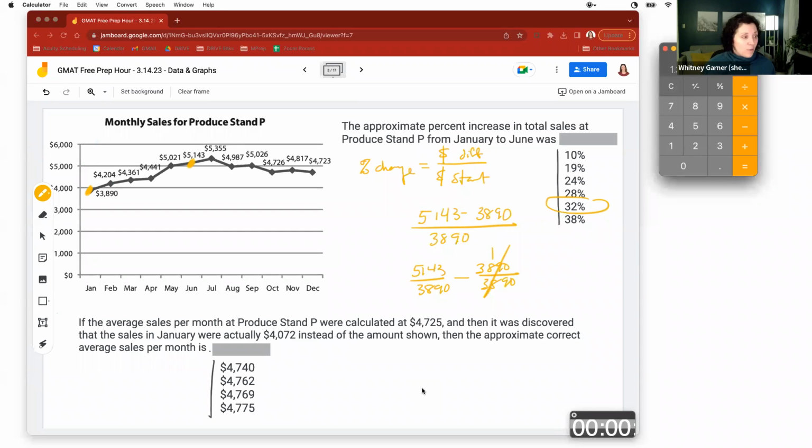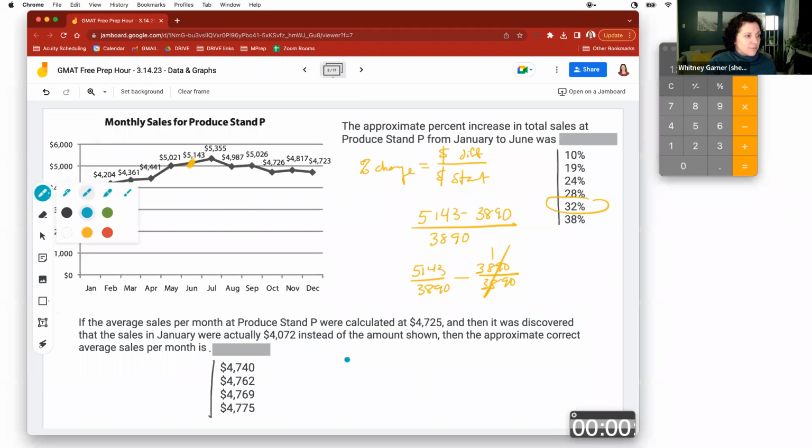For the second question, though, if the average sales per month, so meaning if I added all of these up and divided them by 12, the average would be 4,725. So let's write what that means for a second. It's the sum divided by 12, so the sum of all of these numbers divided by 12 is 4,725.